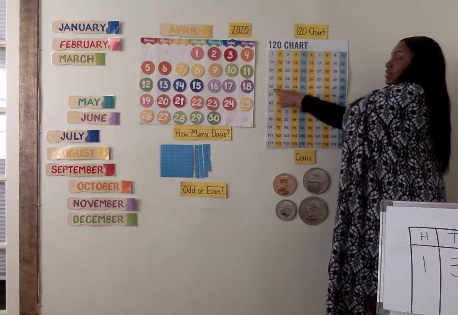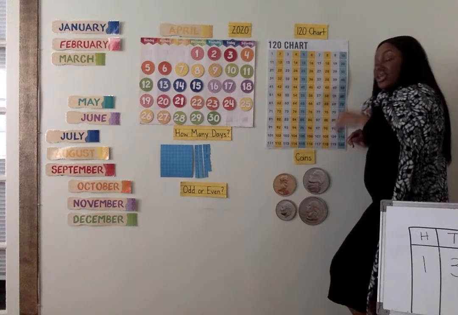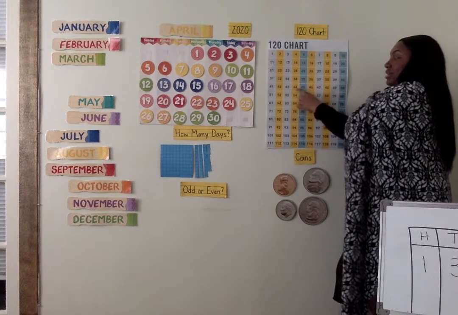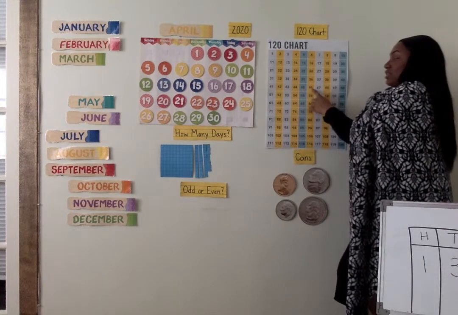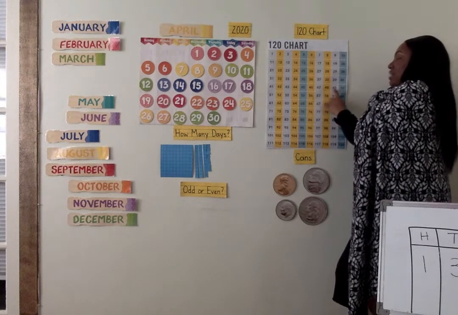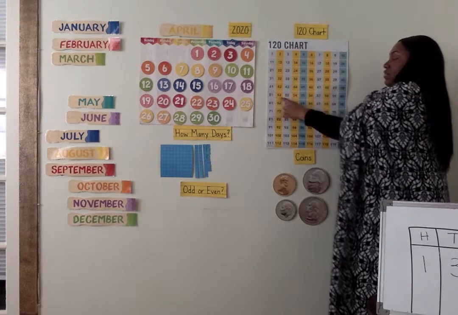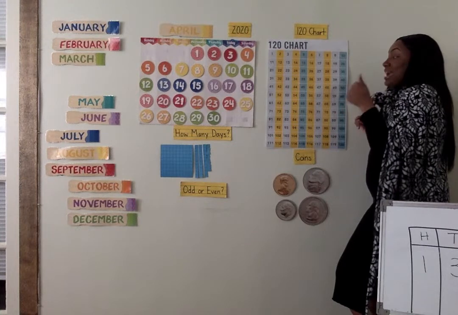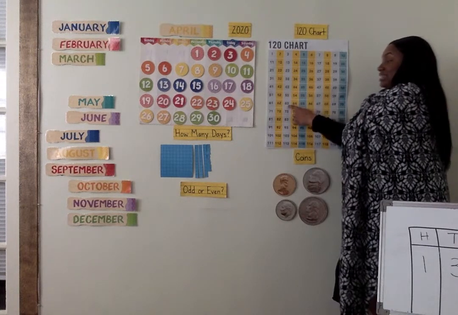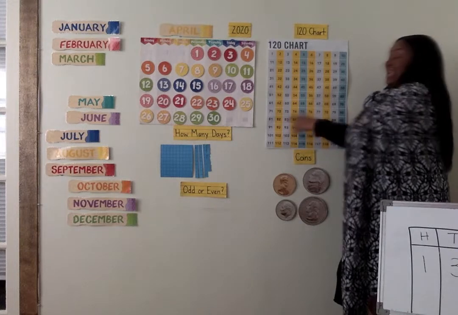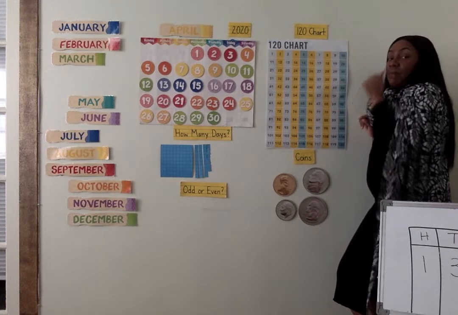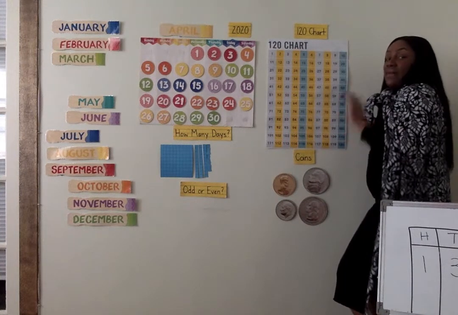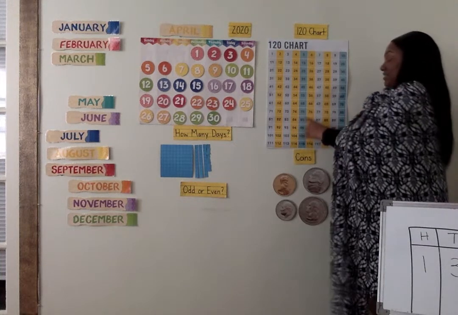Stop, switch, count back by tens. 61, 51, 41. Stop, switch, count up by ones. 41, 42, 43, 44, 45, 46, 47, 48, 49, 50, 51, 52, 53. Stop. Switch. Count up by tens. 53, 63, 73, 83. Stop. Switch. Count up by ones. 83, 84, 85. Stop. Switch. Count up by fives.